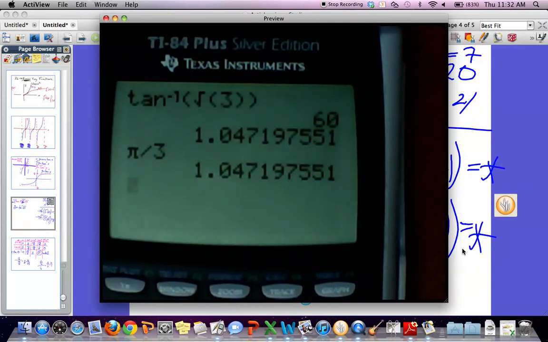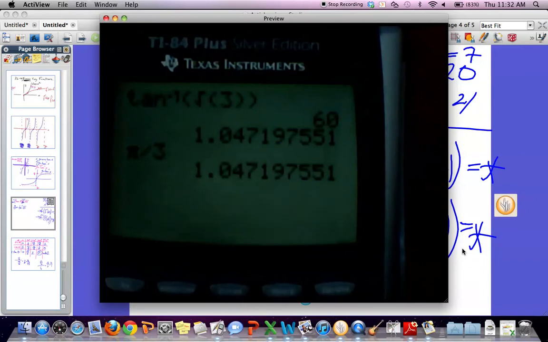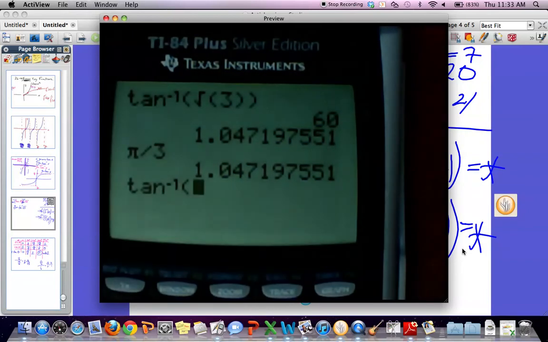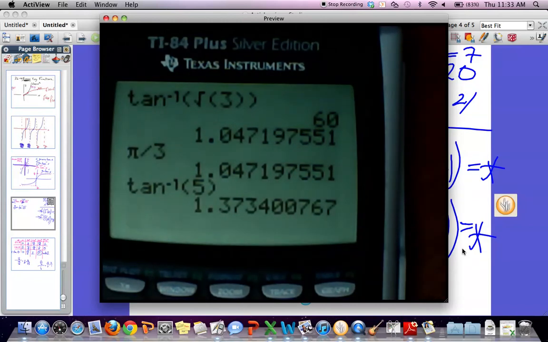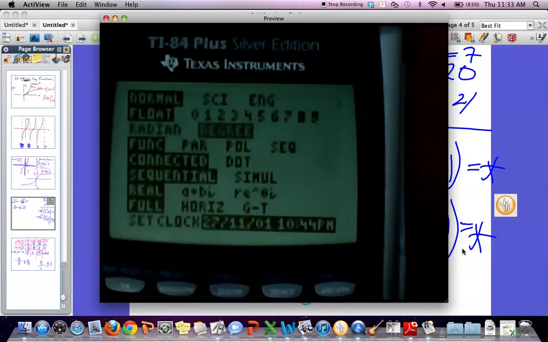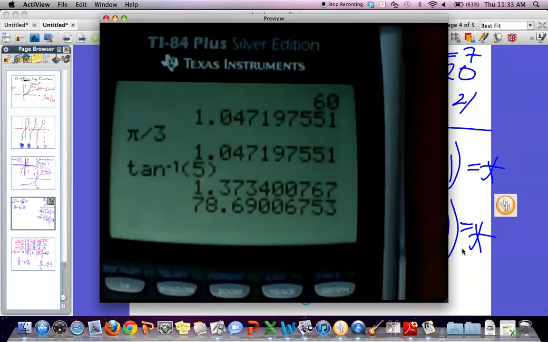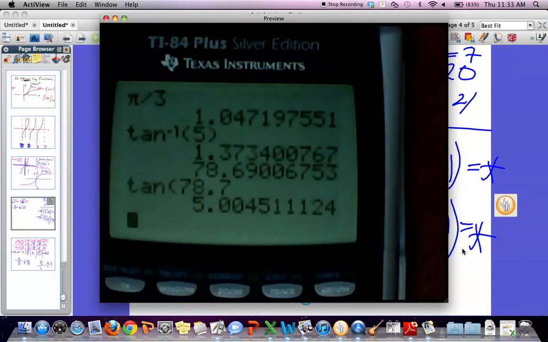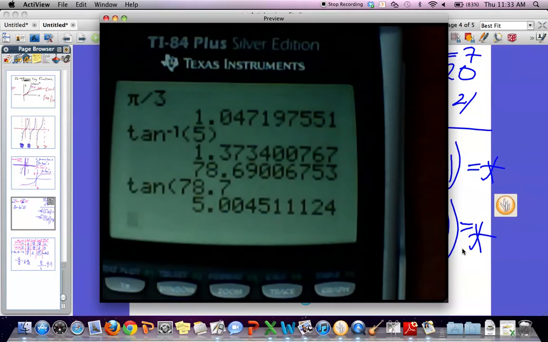So let's just do a couple for the fun of it. If I did inverse tangent of 5, can I do the inverse tangent of 5? The answer is sure. I'm in radians right now. If you don't want to be in radians, if it helps you to think degrees, I think most of us it kind of does. It's 79 degrees. If I do the tangent of 78.7 degrees, do I get 5? They go back and forth because they're inverse functions.